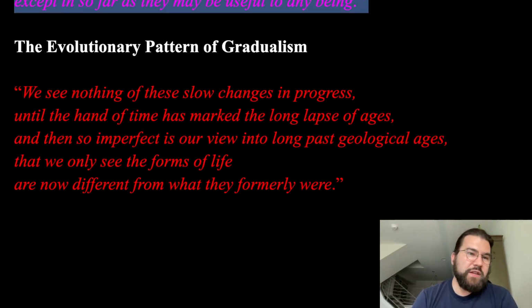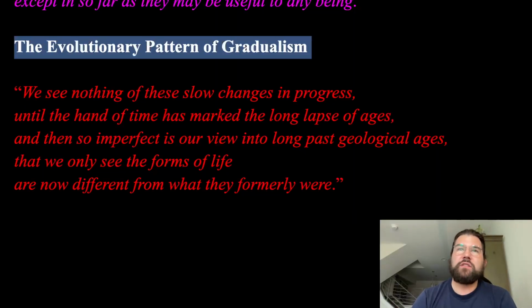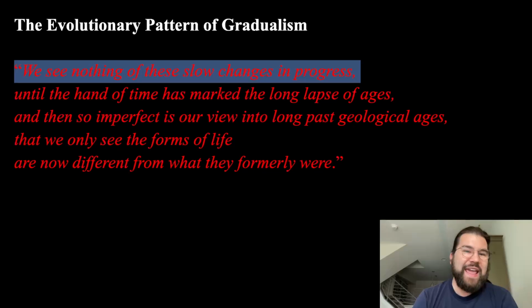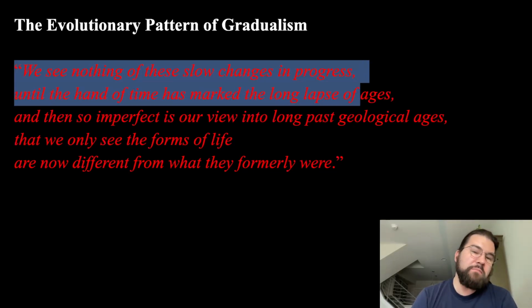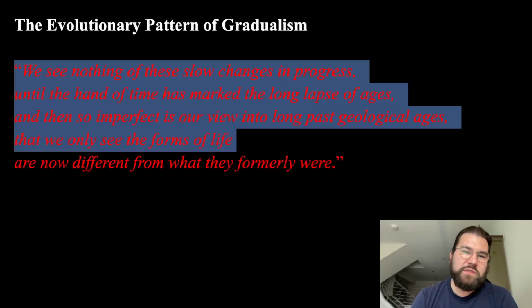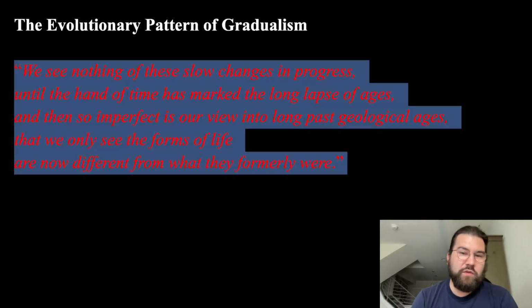And finally, we do get into an evolutionary pattern here. This is the large scale, how natural selection, how evolution occurs over time. Gradualism is very slow, very long scale. So let's look at what Darwin says here. It says, we see nothing of these slow changes in progress until the hand of time has marked the long lapse of ages. And then so imperfect is our view into long past geological ages that we only see the forms of life are now different from what they formerly were.